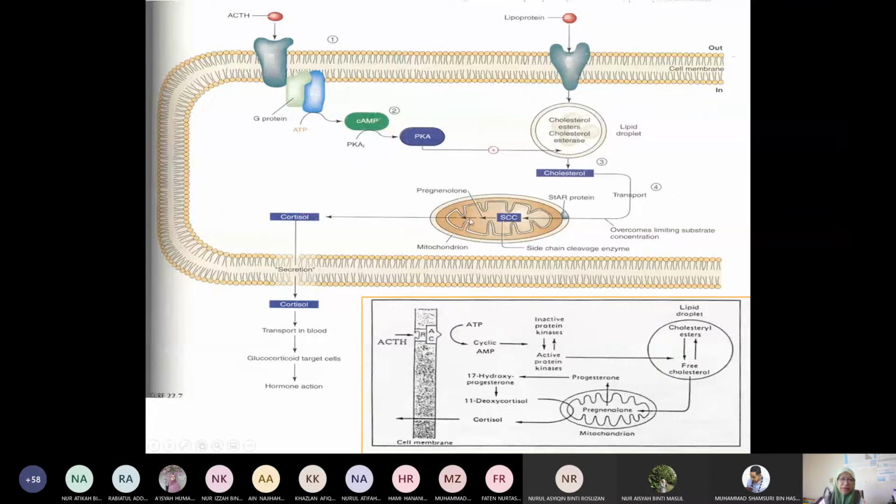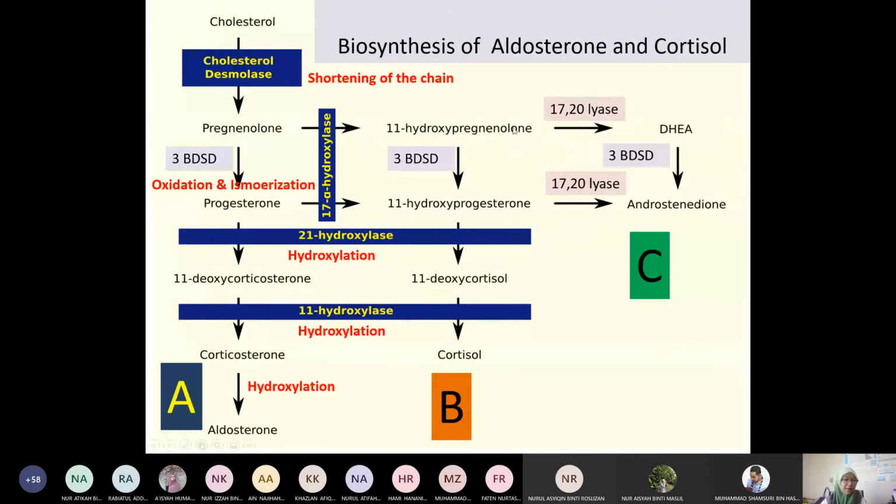Then isomerization occurs, and pregnenolone changes to progesterone here. The progesterone will go to three different pathways, and finally we synthesize the mineralocorticoids, glucocorticoids, and androgens. See how detailed it is. There are three main pathways. Pathway A provides aldosterone synthesis, pathway B provides cortisol synthesis, and pathway C provides androstenediol.